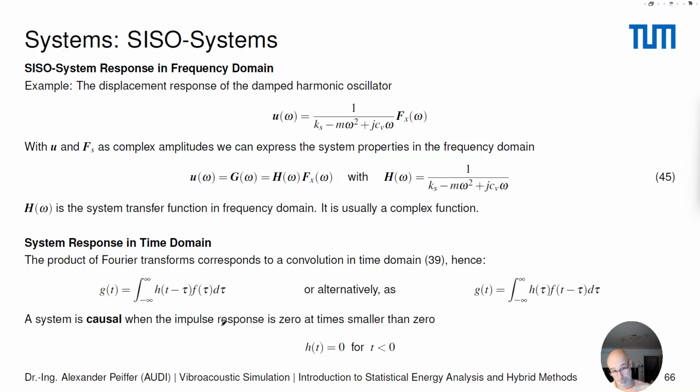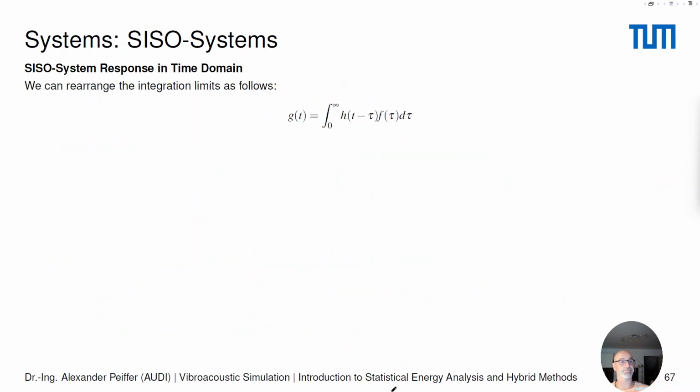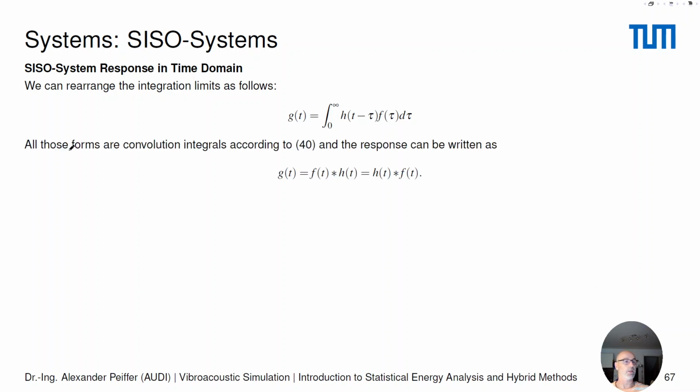We all know that there could be no response before there was an excitation. This is what we call a causal system, and that means that the response function must be 0 for all values of the time smaller than 0. So this leads to a new arrangement of the integration limits. This is from 0 to infinity, as shown here in this equation. So the biggest change is the lower limit. Anyhow, all those forms are convolution integrals, and the response can then be written in this special notation.